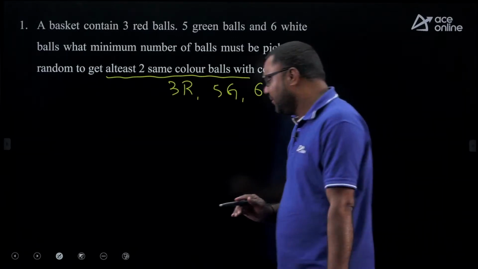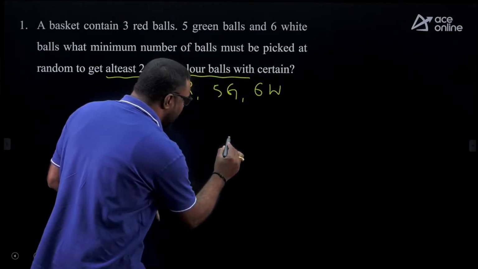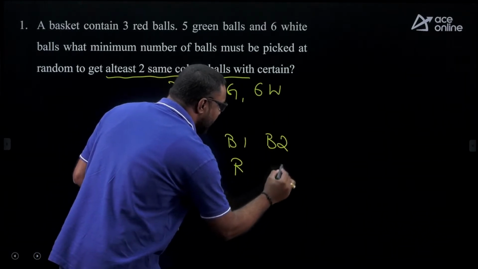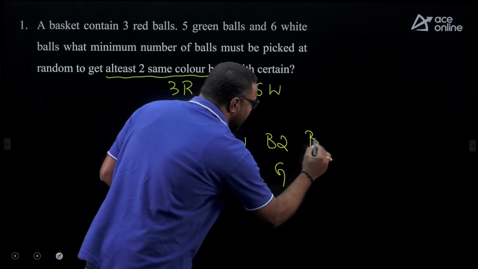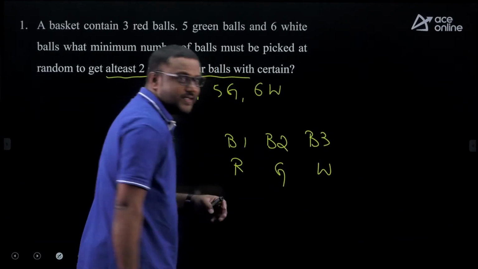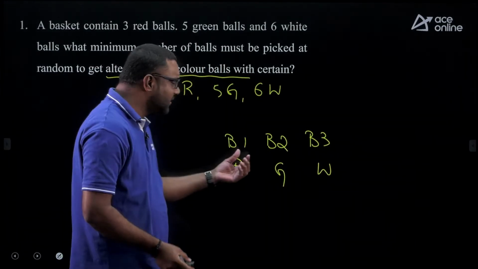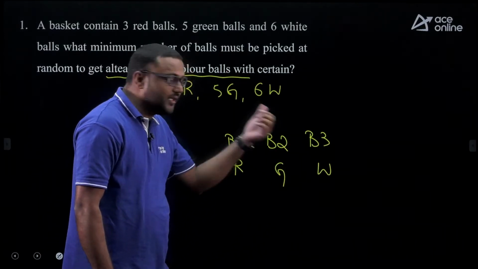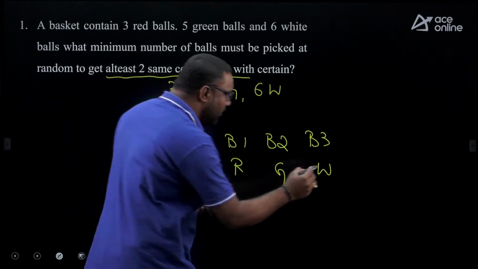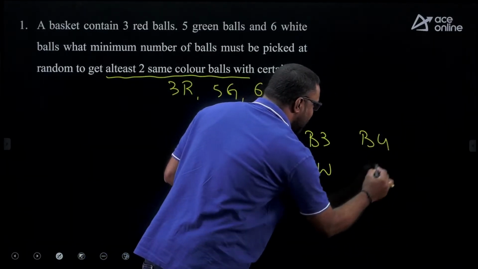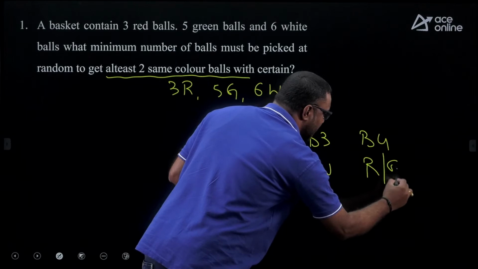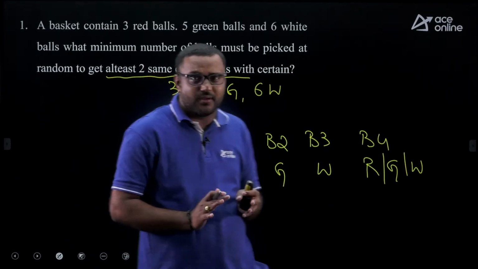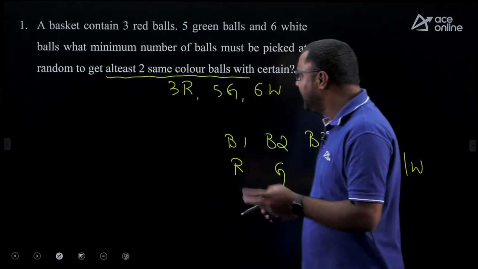See, worst scenario: the first ball you take, it is red. The second ball you take, it will be green. The third ball, it may be white. Worst scenario. Sometimes you may get it with 2 balls itself. First ball red, second ball green, third ball white. The fourth one, for sure, may be red or green or white. Definitely with 4 balls, 100% sure, we'll get 2 balls of the same color.